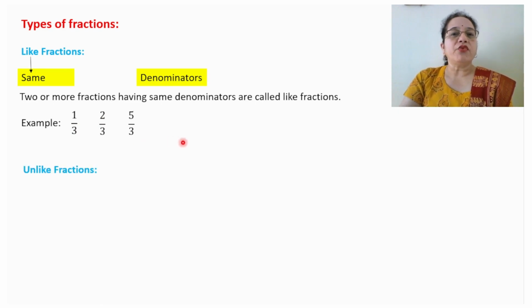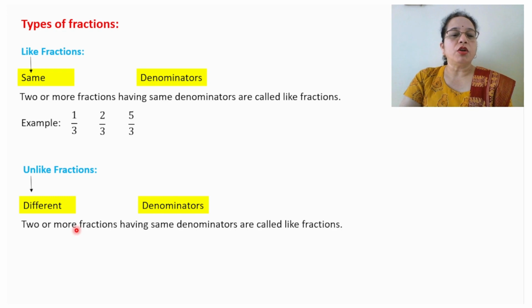Unlike fractions, just opposite of like fraction. What is the meaning of unlike? Not same. What is the one word for not same? Different. What is different? Denominators different. So two or more fractions having a different denominator, in place of same, actually it should be different. So please do correction. Two or more fractions having different denominators are called unlike fractions.